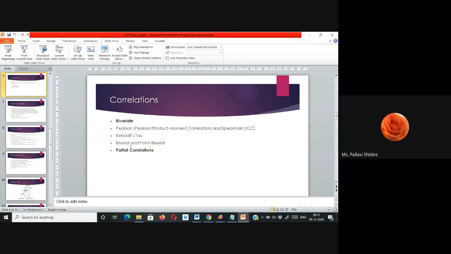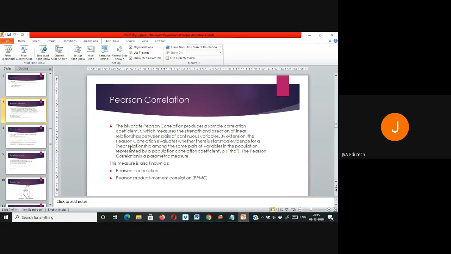No, sir. Okay. So as of now, I am just focusing on the bivariate correlation or Pearson product moment correlation, not the Spearman one or any other. This produces a sample correlation coefficient R, which measures the strength and direction of linear relationships. So it will measure how much degree of correlation there is, and whether it is positive or negative.